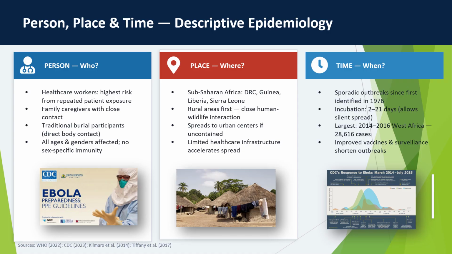Descriptive epidemiology asks three core questions. Who is affected? Where does the disease occur? And when does it happen? When it comes to person, Ebola does not discriminate by age or gender. Anyone can be affected. However, certain groups face significantly higher risk.